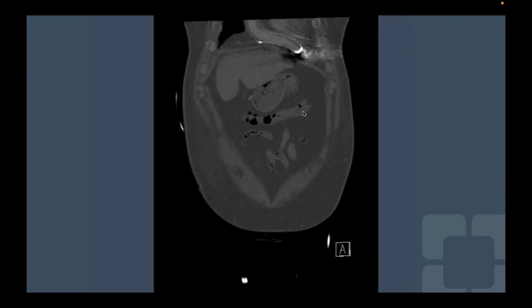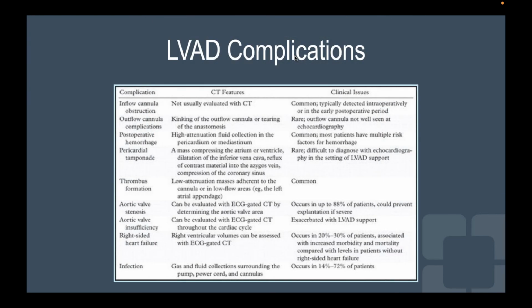Yes. Okay. So when you look at the coronal reconstruction, you do see this soft tissue layering within the cannula. I should say this is actually the outflow cannula because it's prior to the device. The inflow cannula is the one entering into the ventricle. So this is the distal part of the outflow cannula of the LVAD. So again, just a quick list.